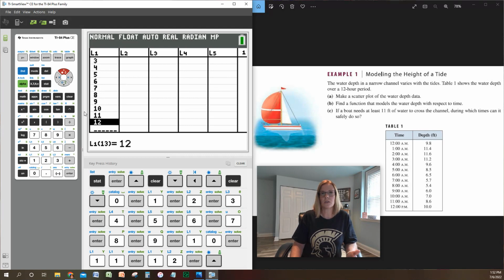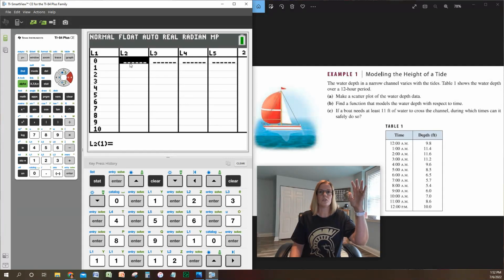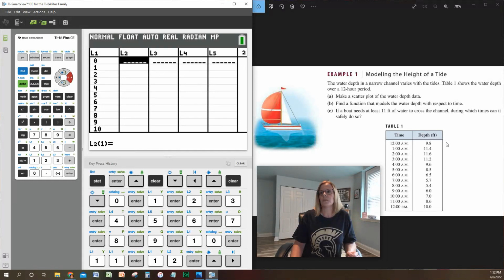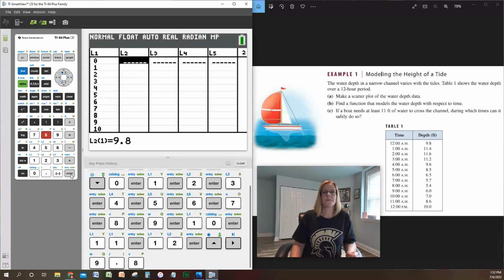Okay, so that's nice that the calculator tells you that because after we put in our information for list 2, we want to make sure that we go from L2, 1, all the way down to 13. So that way you have the same number of items in your first list as you do in your second list. So for list 2 now, we're going to put in the depth of the water in the little channel. So we have to be careful here with our decimals.